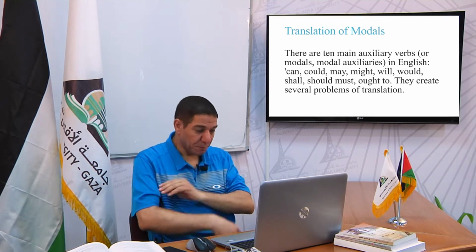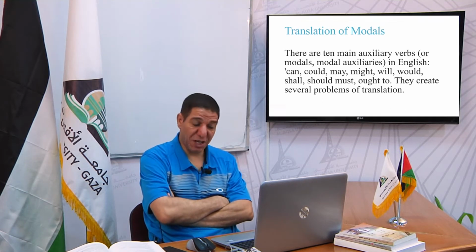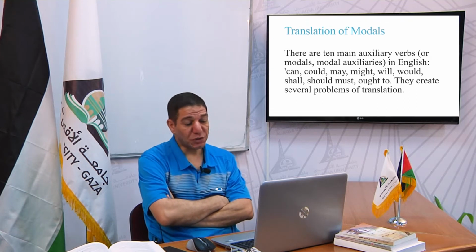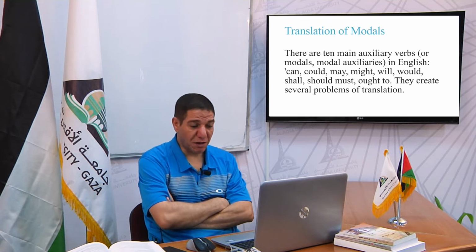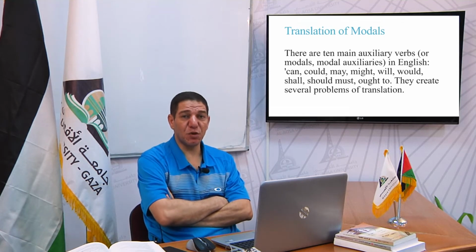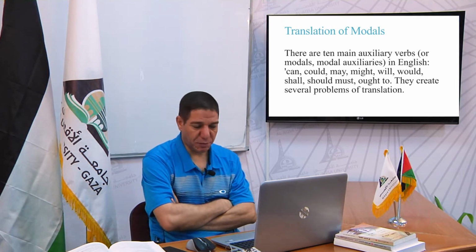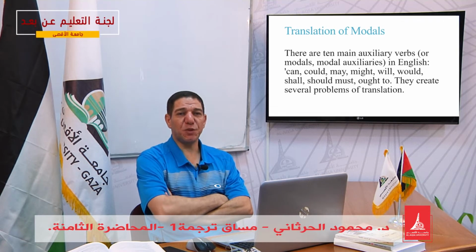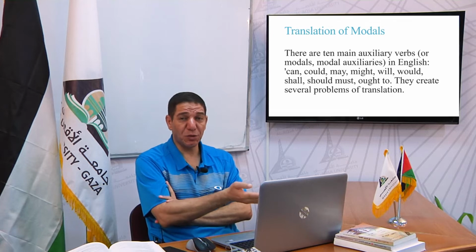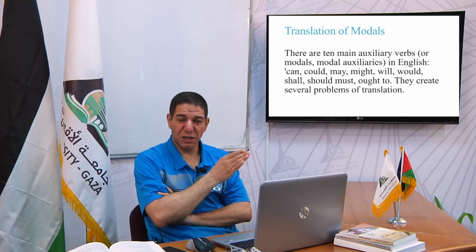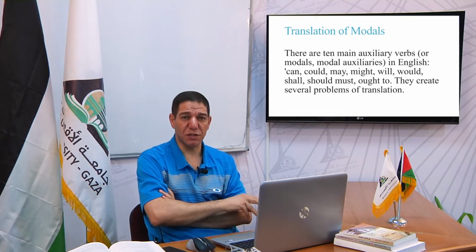Shall, سوف. What is the difference between will and shall? Should, must, ought to. All these are auxiliary verbs that pose problems when it comes to translation from English into Arabic. My first piece of advice is that we are going to talk about general rules offered by Professor Hassan Ghazala in his book Translation Problems and Solutions.